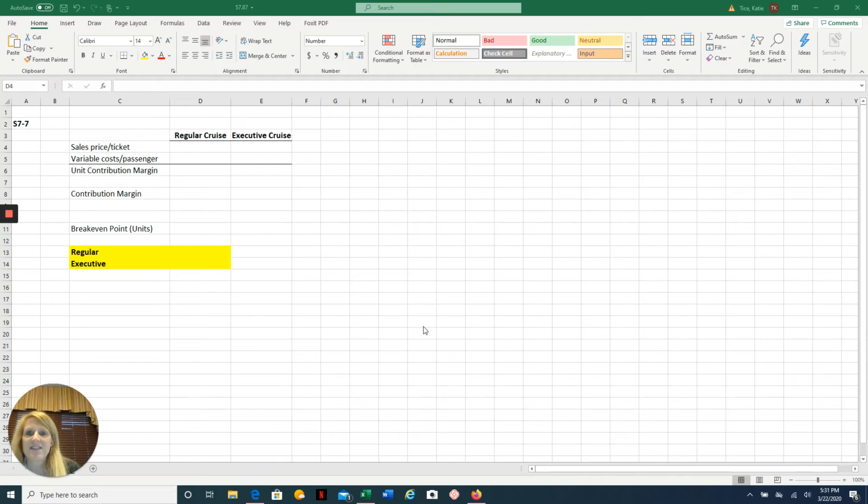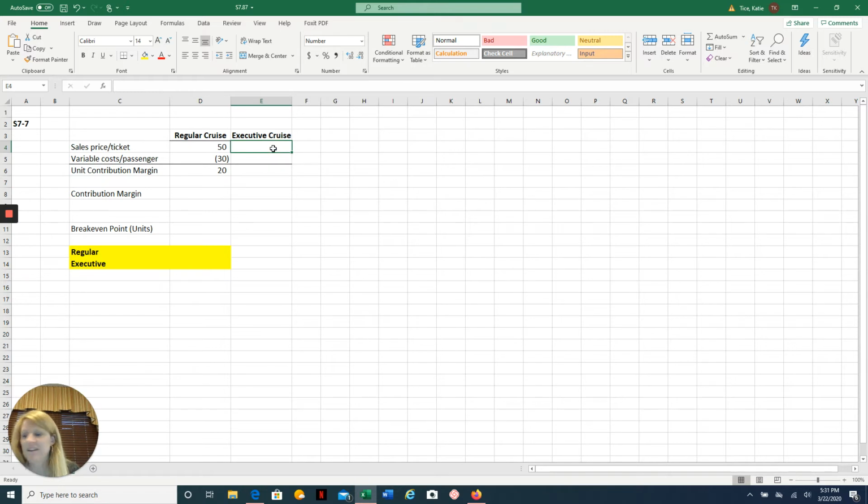So whenever you have a sales mix question, the first thing you need to do is calculate just the regular unit contribution margin for each product. So again, just as a review, your unit contribution margin is your sales price per unit minus your variable cost per unit. So for the regular cruise, that would be 50 minus 30, which means that for every regular cruise ticket the company sells, after they've covered their variable cost, they have $20.